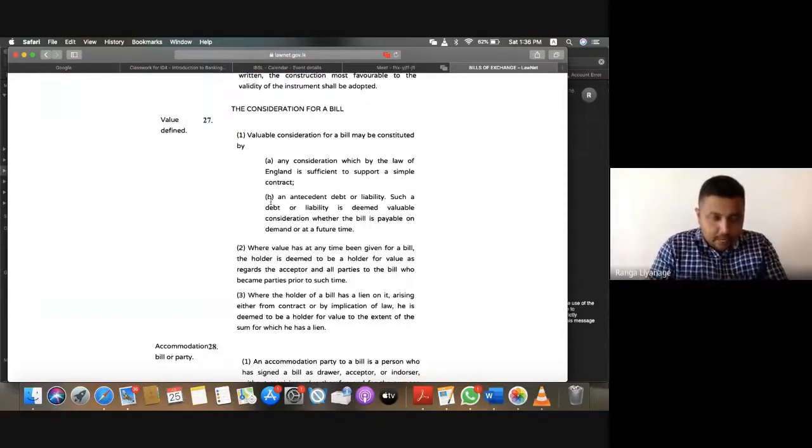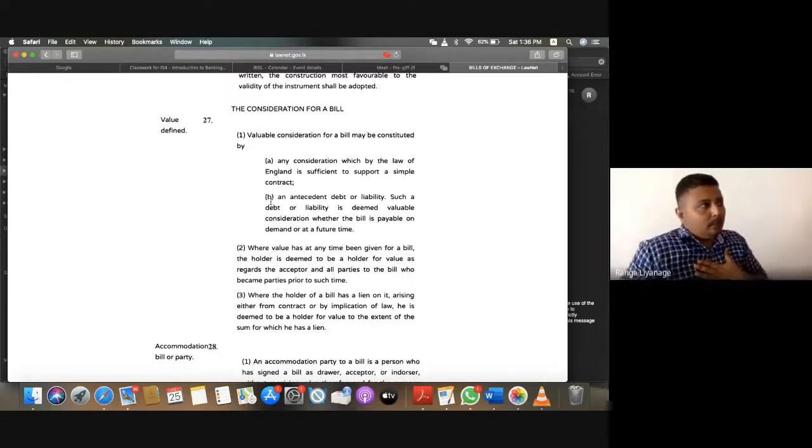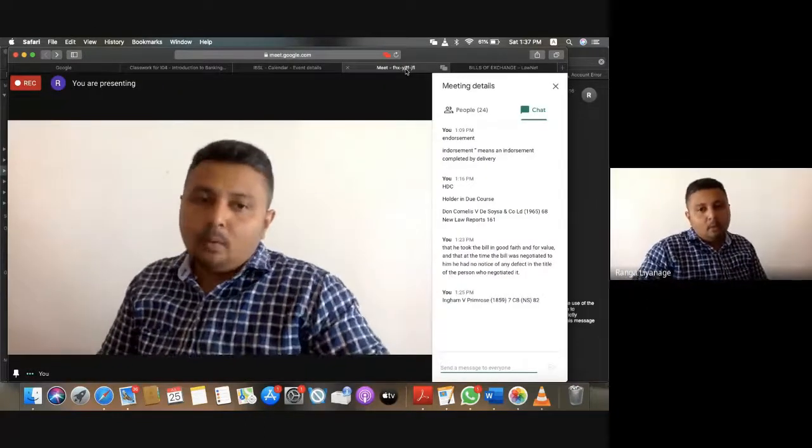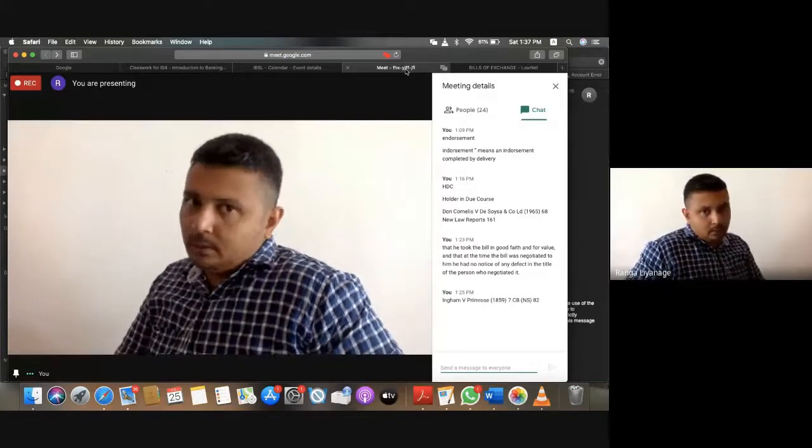So let's say, for an example, I am the holder of the bill, but I did not give value to the drawer on the bill, but somebody else did. Still, if the value was given on the bill which I am holding now, I am deemed to be a holder for value as regards the acceptor and all parties to the bill who became parties prior to me, right? Section 27(2). So holder for value also becomes a holder in due course, right?